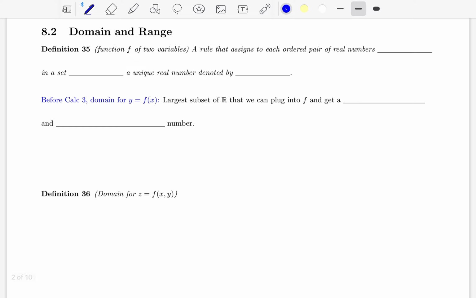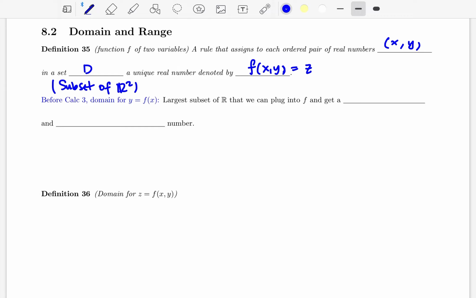Before we do domain, let me actually define a function of several variables. In this case, I'm taking two variables, but you could have a function of 10 variables, okay? But we're going to focus on functions of two variables. It's a rule that assigns to each ordered pair of real numbers, this is my domain, x, y, in a set D, which is a subset of R2, a unique real number denoted by my function evaluated at x, y, and this is going to be equal to z.